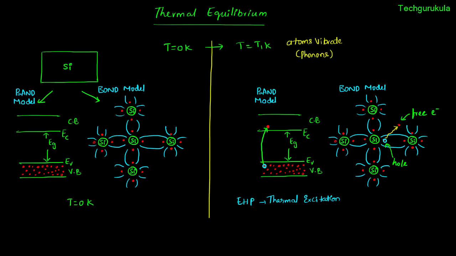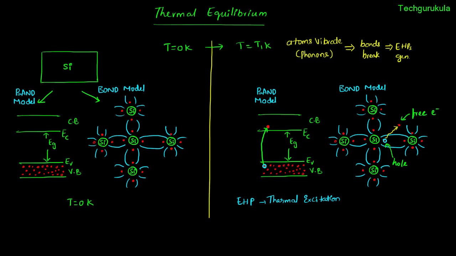Now, to summarize, we have atoms vibrating, which we call phonons. As they vibrate, they can cause bonds to break, which will give rise to electron hole pair generation. Because of this thermal generation of electron hole pairs, the number of electrons in the conduction band will keep on increasing, and the number of holes in the valence band will keep on increasing. But now, a simple question to ask: will this electron concentration in the conduction band and hole concentration in the valence band keep on increasing monotonously?